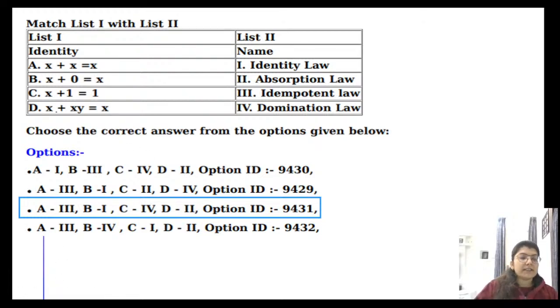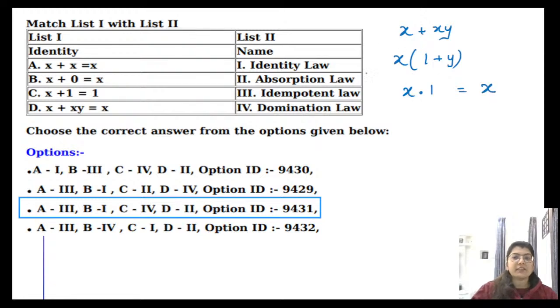Okay, so this is very clear that x plus xy equal to x. This is how we say it. If we take it like this, x plus xy, so if I take x common, it will be 1 plus y. So it will be x into 1 and that will be x only, right? So this is your absorption law. Correct, no doubt. Absorption law हो गया आपका, ठीक है?